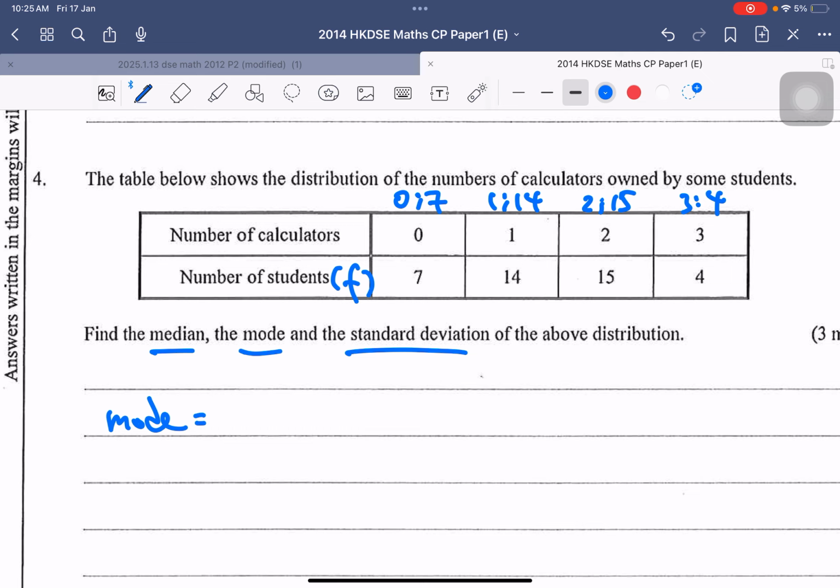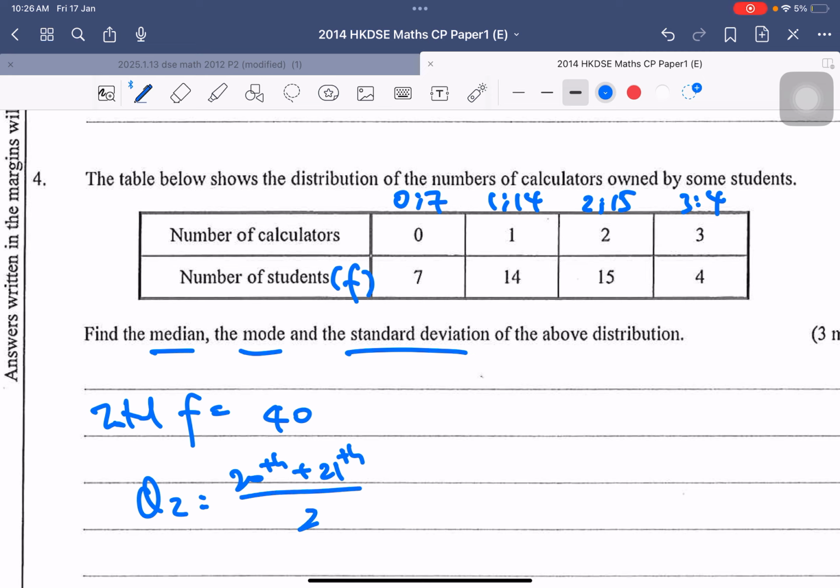So the median is going to be, what is the total frequency? The total frequency is equal to 44. 40, sorry, 40. So the median is going to be the 20th and 21st. So Q2 is equal to the 20th number plus the 21st number divided by 2. So which one is the 20th? There are 7 numbers here, and 40 numbers here. So it's just equal to 1. So it's 1 plus 1 divided by 2, giving you 1. So the median is 1.